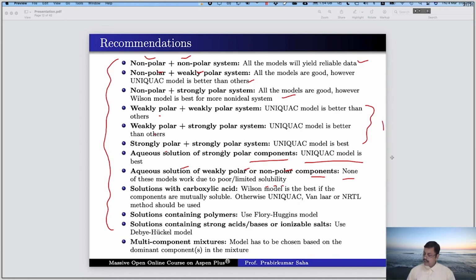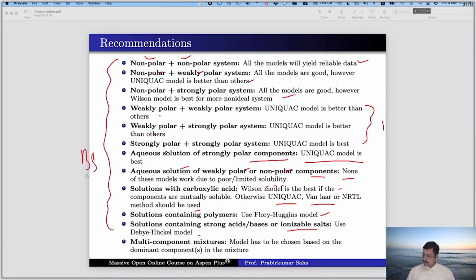Solutions with carboxylic acid, Wilson model is the best if the components are mutually soluble. Otherwise, Uniquark, Van Laar or inertial model should be used. If the solutions contain polymers, then you have to use Flory-Huggins model. If the solutions contain strong acid or bases or ionizable salt, then you have to use Debye-Huckel model. So these are for binary systems.